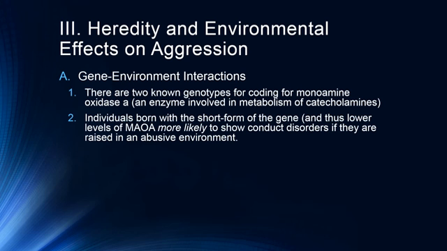Individuals who are born with the short form of this gene, and thus have lower levels of MAOA, are more likely to show conduct disorders if they were raised in an abusive environment. This is one of these areas that shows this clear gene-environment interaction. So the studies show that people with this gene, if they're raised in a healthy, loving environment, don't show increased aggression. But if they are raised in an abusive environment, they're much more likely to be aggressive.